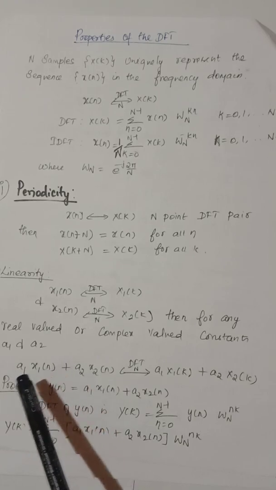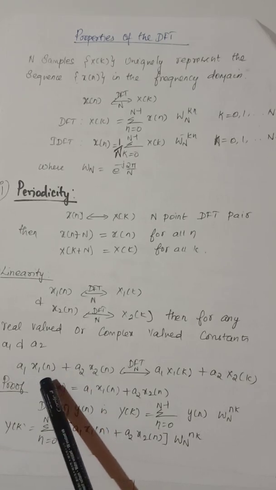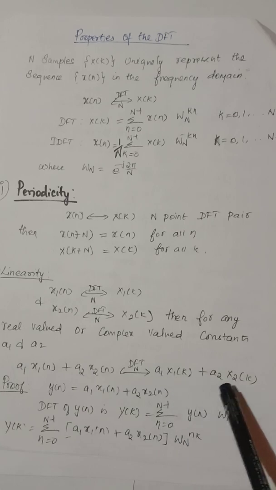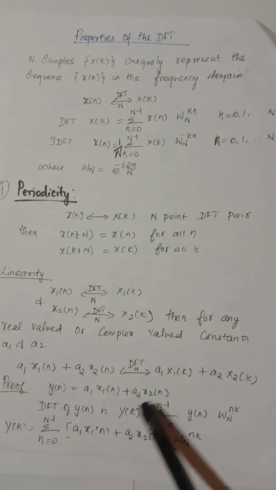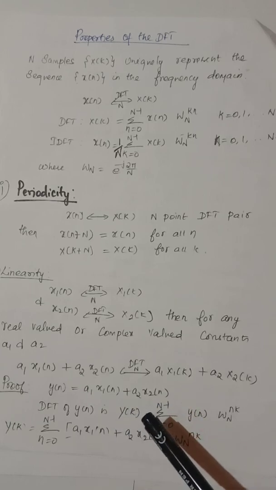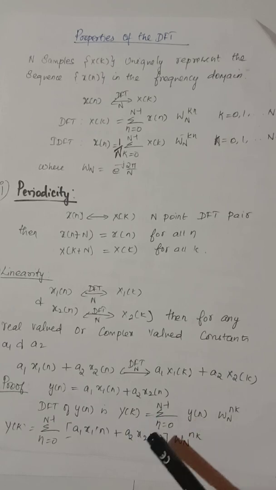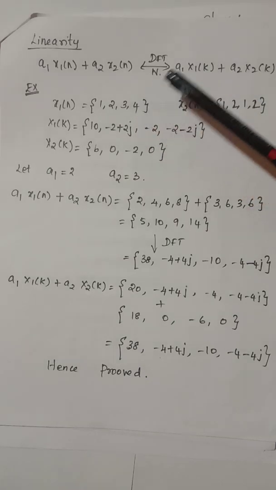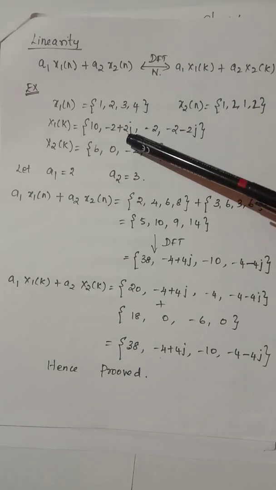What we need to prove is that the DFT of a1 x1 of n plus a2 x2 of n is a1 x1 of k plus a2 x2 of k. And you are familiar with all these proofs, similar to the ones we have proved in Fourier transform and Laplace transform, so there is no need to explain it again. Now I will explain this linearity property using the problems we have solved, with the following example.